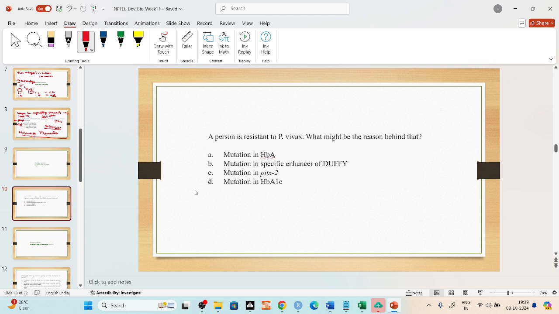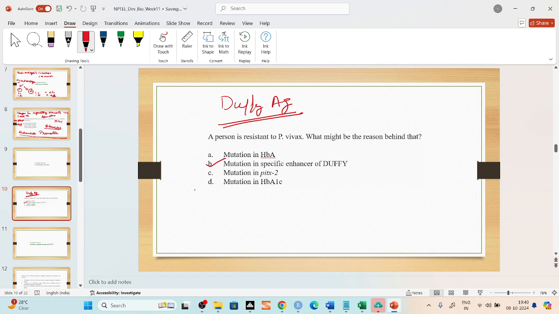That is mutation in specific enhancer of Duffy. Okay. So now let us try to understand this question. Plasmodium vivax is the parasite which is responsible for a form of malaria which requires the Duffy antigen on the red blood cells to enter and to infect them. So this Plasmodium vivax will infect only if it has the Duffy antigen to enter and to infect the cell.